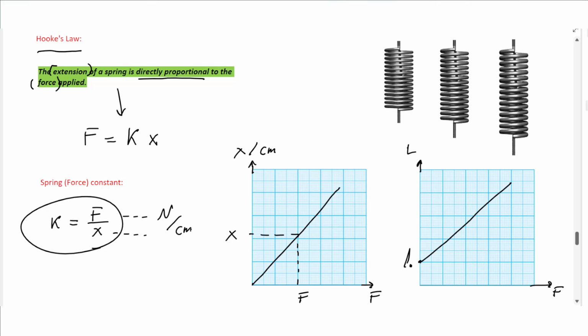In the case of a force length graph, you must first subtract the original length. For example, if you go from this force and you find this length, this is not the extension, this is the new length or the stretched length. Then you have to calculate k as equal to F over L minus the original length. And the original length is always at the force equal to 0. That's how you find the original length on the graph.